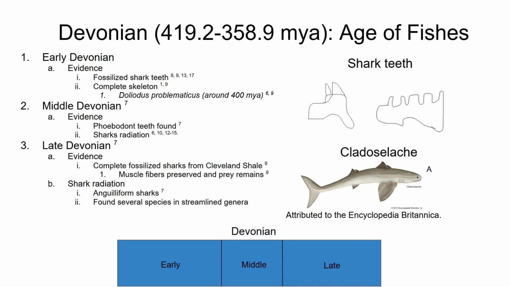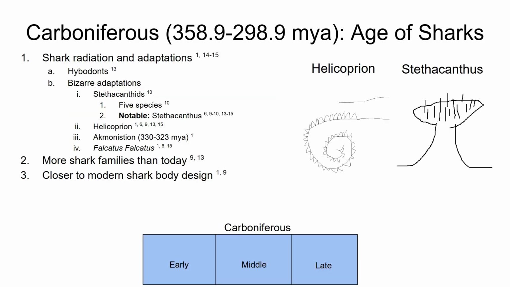This leads us into the age of sharks, the Carboniferous. This period lasted from 358.9 to 298.9 million years ago. First, how much did the shark group radiate and add to their numbers?